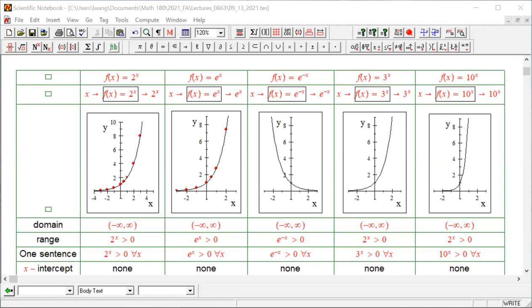Exponential, yes. Yes, thank you, Wilbur. Good job.